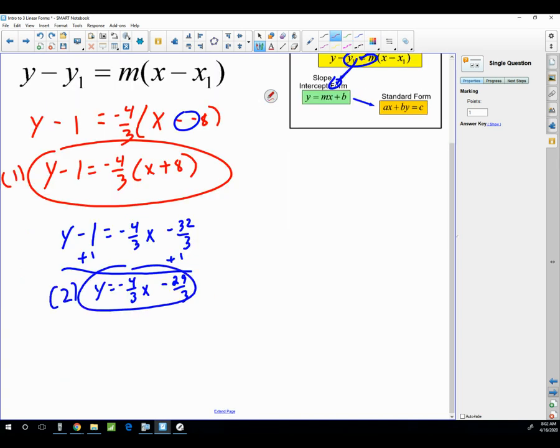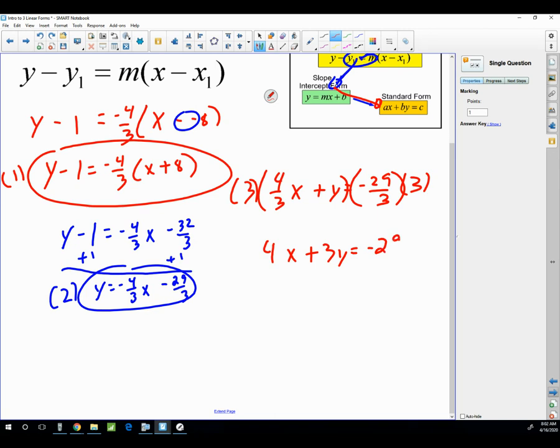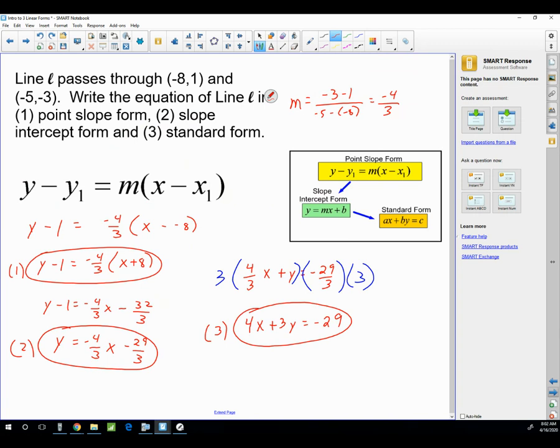And then to get part 3, follow the path. Don't want to go 7th Street. And then we move the 4/3 over here, so that'd be 4/3 x plus y equals -29/3. And then we want to multiply both sides by 3. And so that looks like 4x plus 3y equals -29. All right. Let's check that. All right, that looks good. I think we are done.